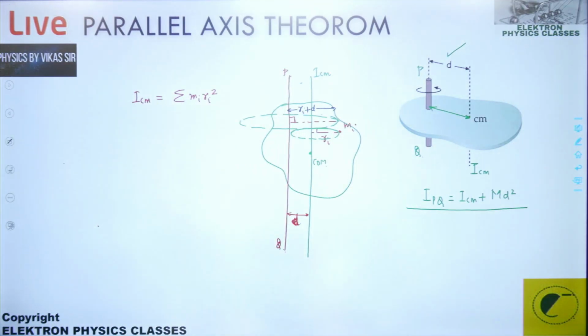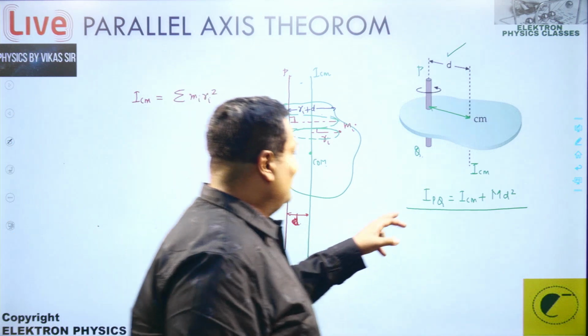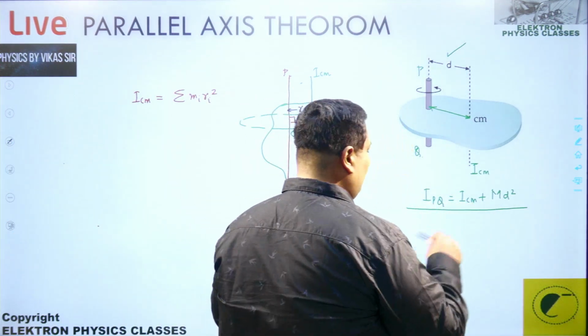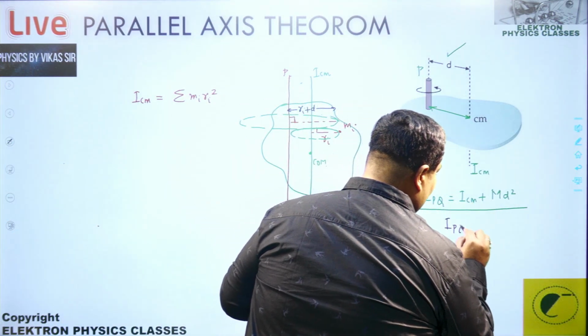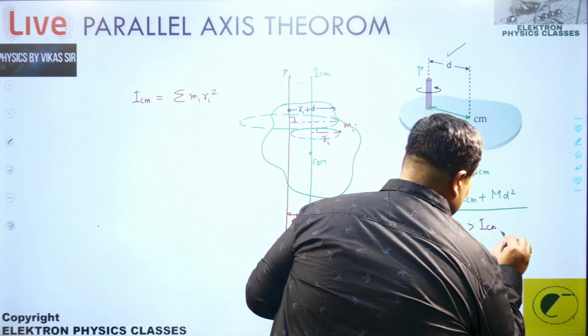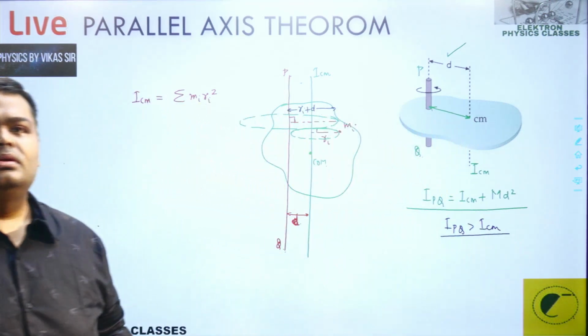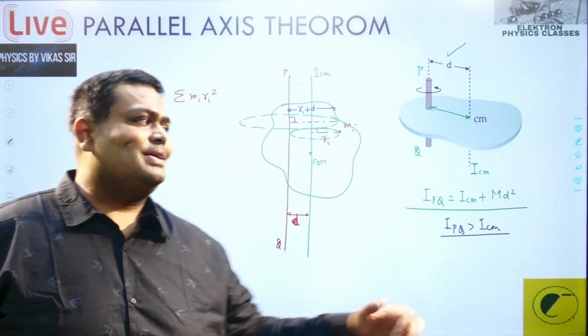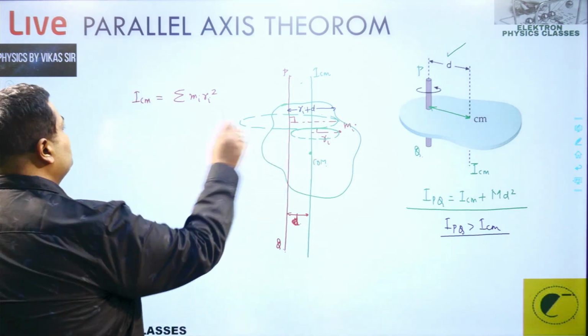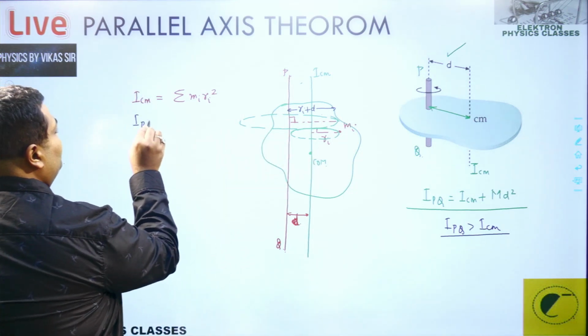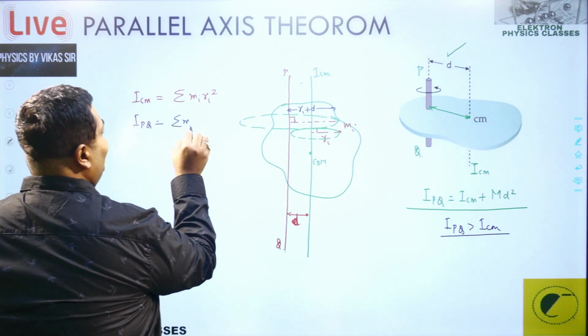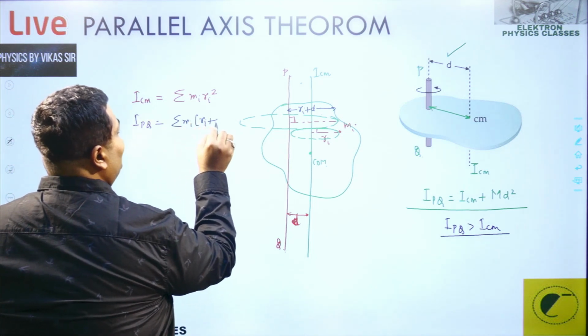That's what the theorem looks like, no? That this moment of inertia is greater than this. This is what it is saying, that I_PQ is more than I_CM. This is what it wants to say. Got the point? Yes, of course. So we are proving that. So what's the moment of inertia about PQ? That is summation of mi into (ri plus d) whole square.